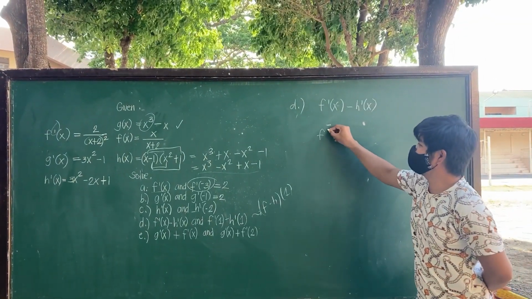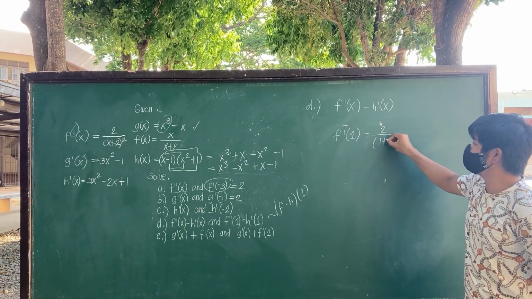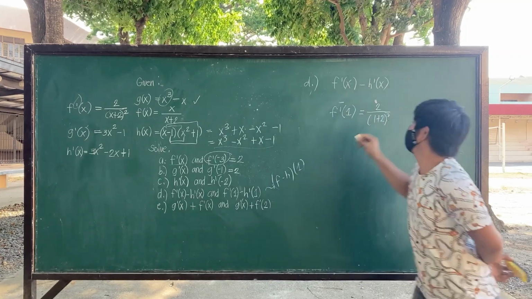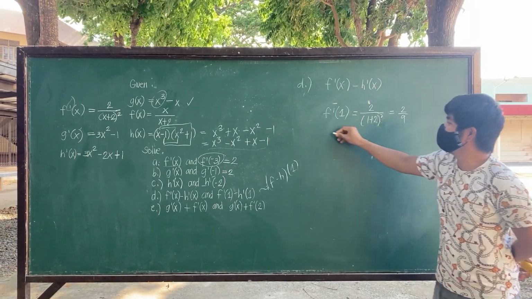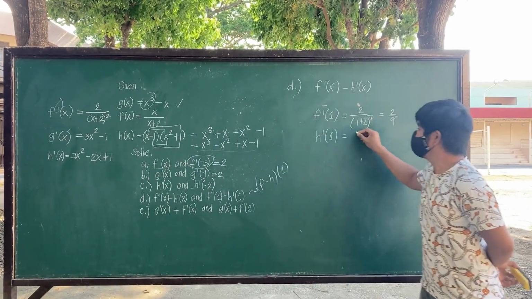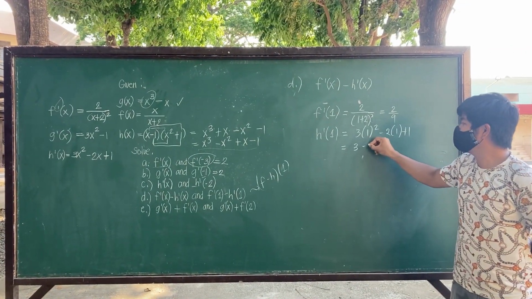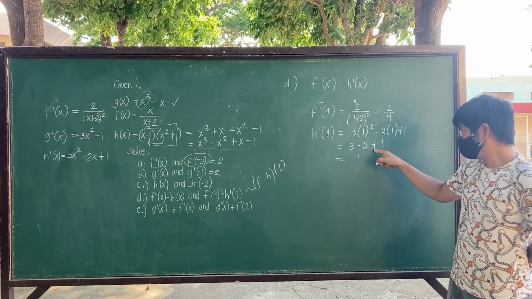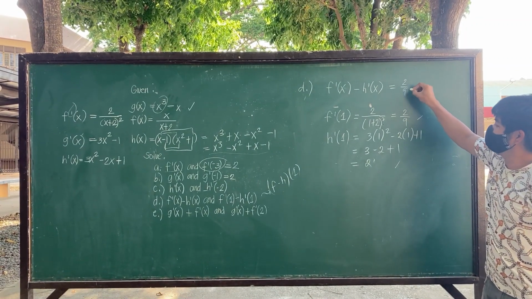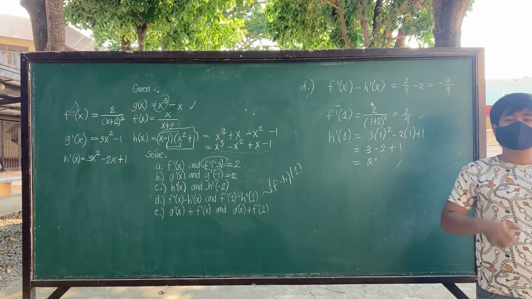Or you may choose to get first f prime of 1, and f prime of 1 is equal to 2 over 1 plus 2 squared. Okay, so we have 2 over 9. And h prime of 1 is equal to, now use this one. So 3 times 1 squared minus 2 times 1 plus 1 is equal to 3 minus 2 plus 1, so we have 2. Now combine these two. So we have 2 over 9 minus 2 is equal to negative 16 over 9. So we still got the same answer.